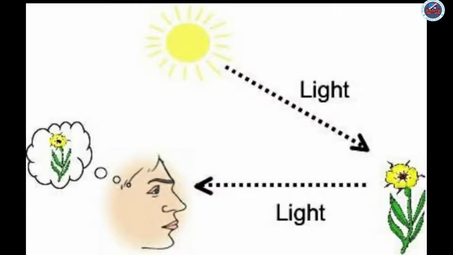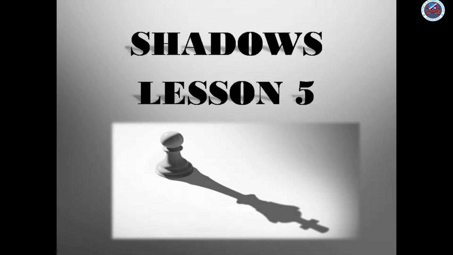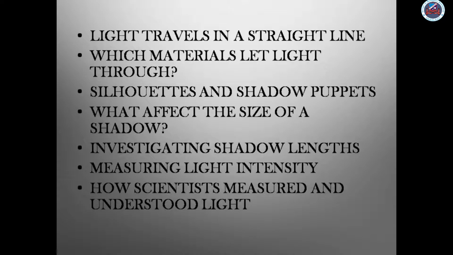In the last lesson, we learned about light. So in this lesson, we will learn about shadows. The subtopics in the chapter are: light travels in a straight line, which materials let light through, silhouettes and shadow puppets, what affects the size of a shadow, investigating shadow lengths, measuring light intensity, and how scientists measured and understood light. So let's get started.